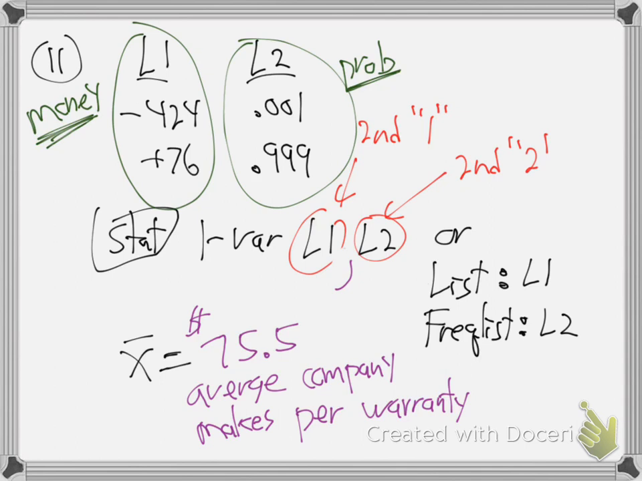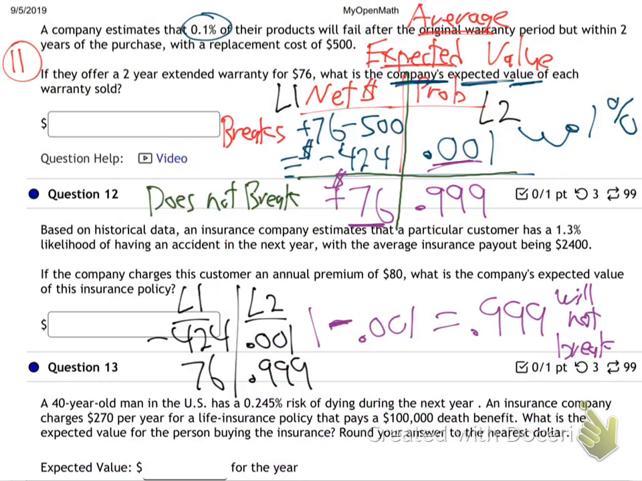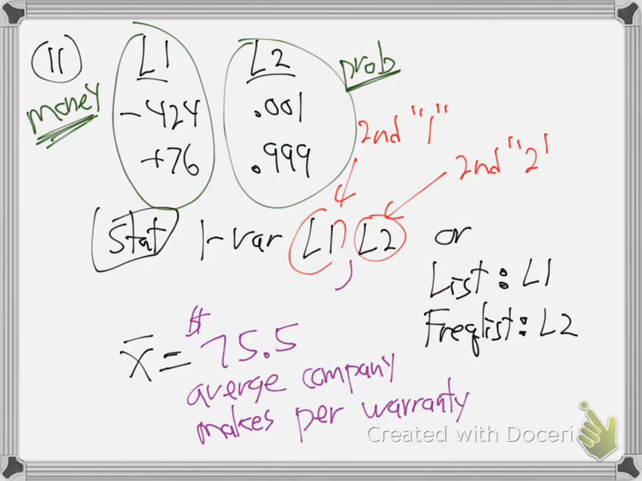So is the top just the replacement cost and the bottom the warranty price? I got the top by a gain of 76. If it breaks, they're going to gain 76 but lose 500. Right? They're going to take in 76 but pay out 500. That's how the minus 424 came about. It's what's going to happen to their bank account if it breaks. And the bottom is, if it does not break, they just gain the warranty price. That makes more sense.